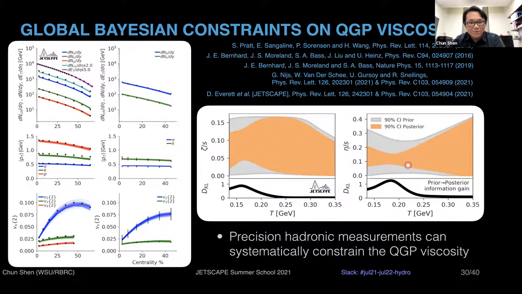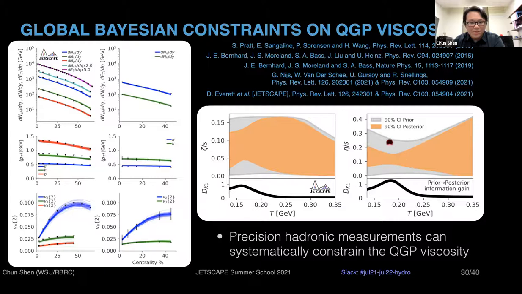And then you can extract the transport properties on the right-hand side, where you can see the prior distributions input from before the constraint, indicated as this gray area. And then after constraining the model to these experiments, we get the orange part.